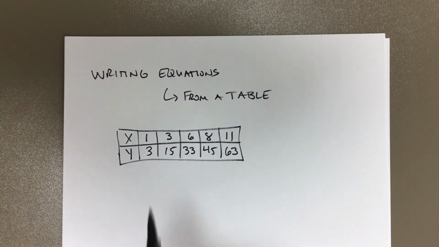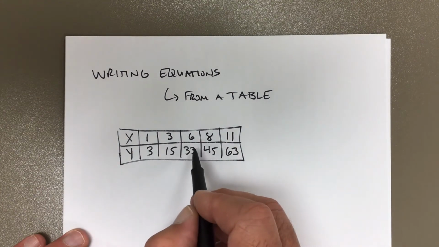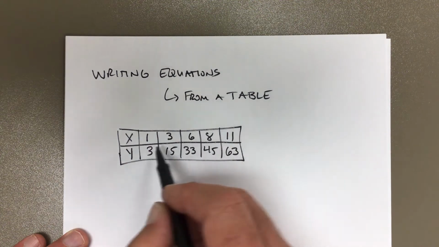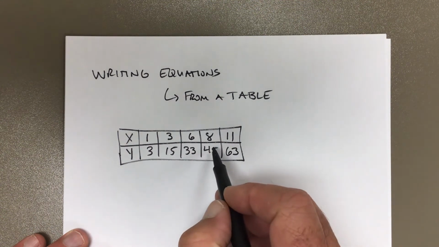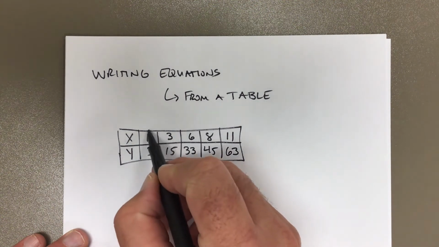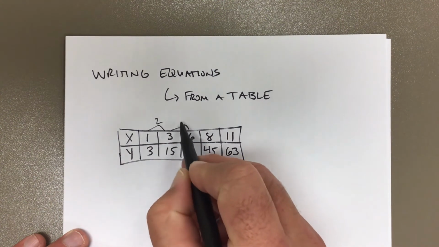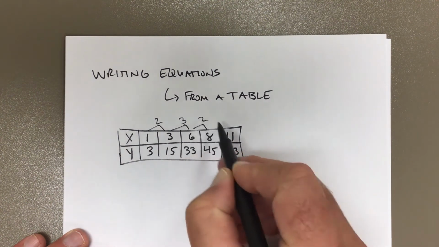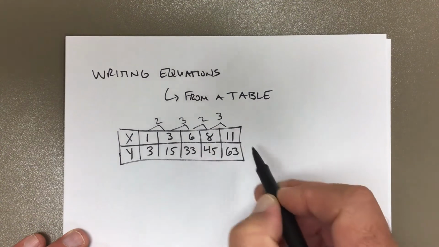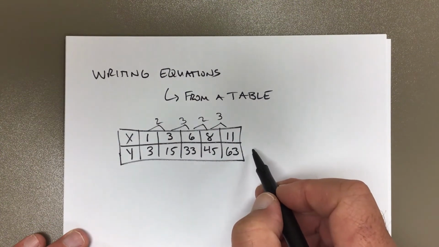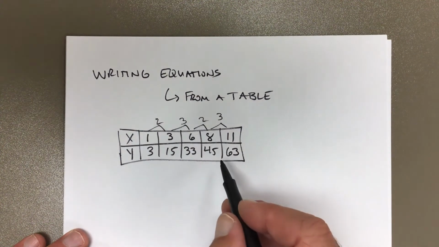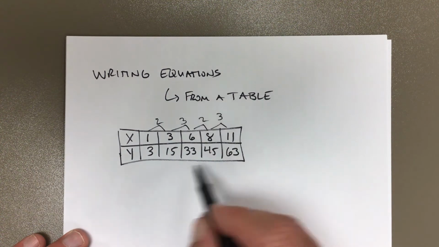So we sort of kind of think this is a linear table, but maybe we need to go and check it out a little bit. So this is up 2, this is up 3, this is up 2, this is up 3. So we can see the pattern, right? But that's not very consistent. We don't like that.